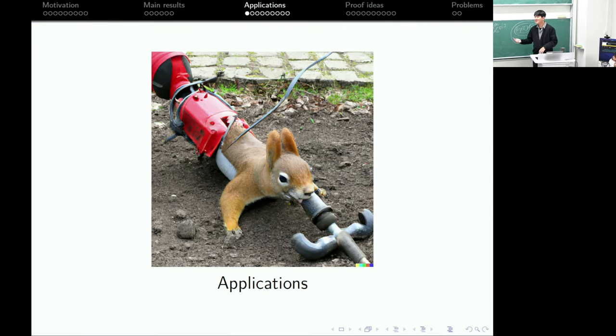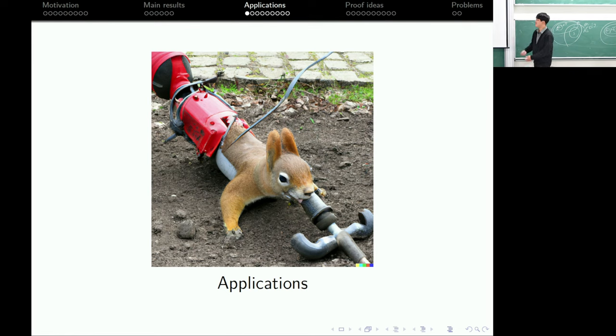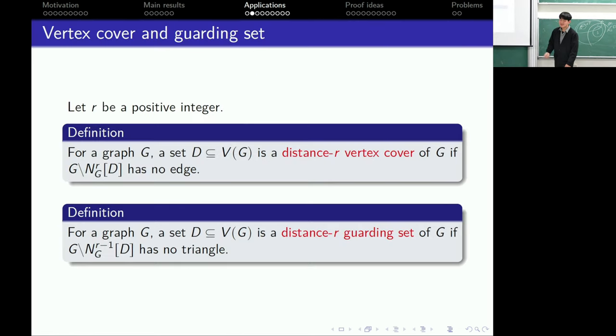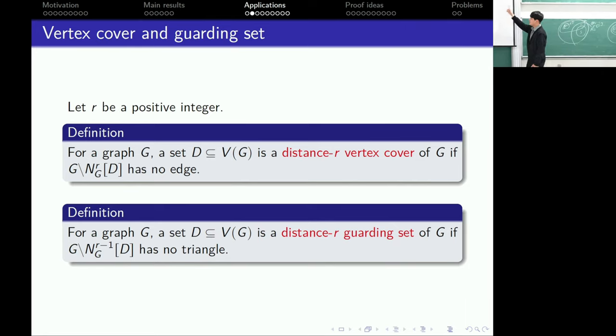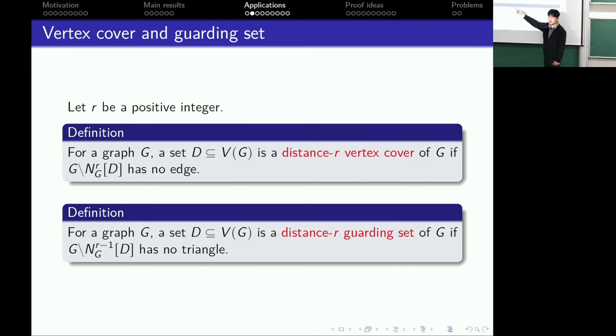So why are these important? Because they have many applications. Let me give you some first applications. The first one is about vertex cover and guarding set. Now you can understand the distance R version of vertex cover. It's nothing but that if we delete the R-neighborhood of D, then it has no edge.